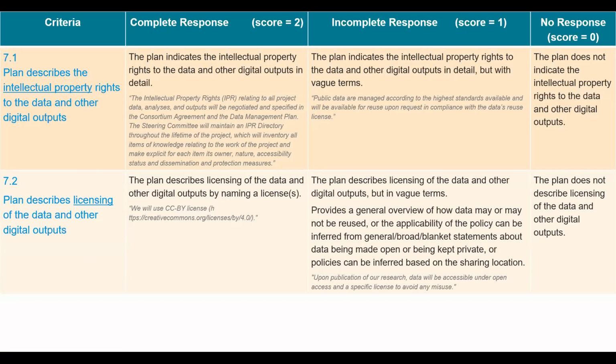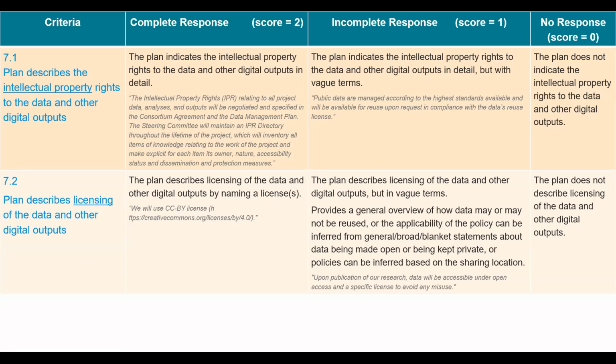A complete response receiving a score of 2 would have a plan that indicates the intellectual property rights of the data and other digital outputs in detail. So an example there would be: the intellectual property rights relating to all project data analysis and outputs will be negotiated and specified in the consortium agreement and the data management plan. This is actually discussing the intellectual property rights in great detail.